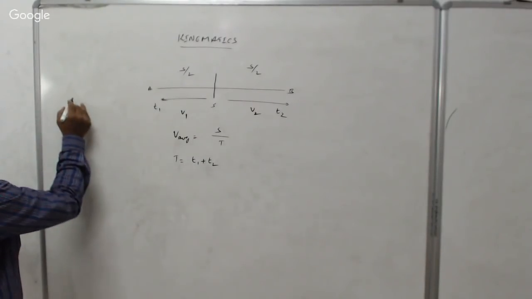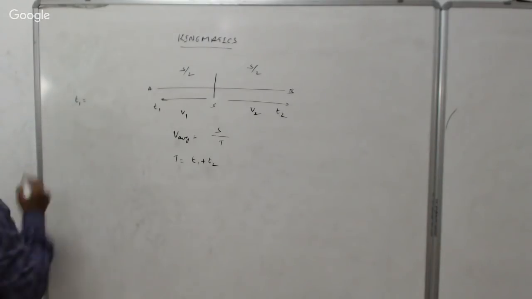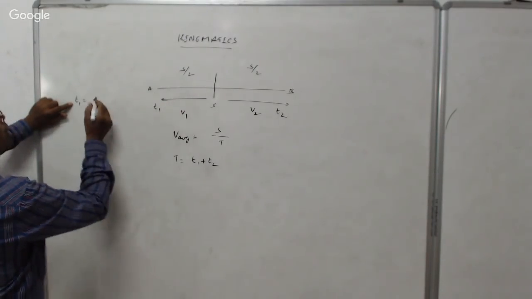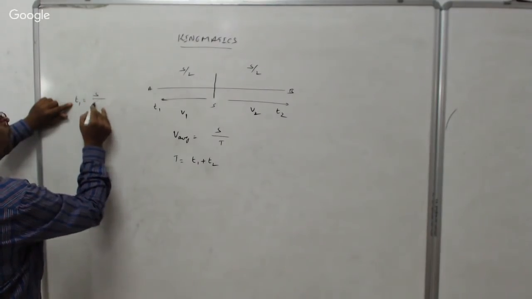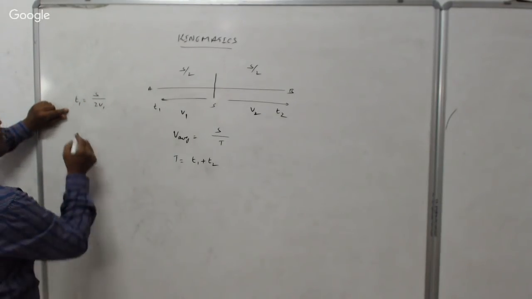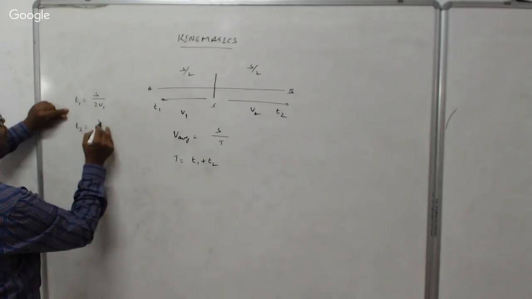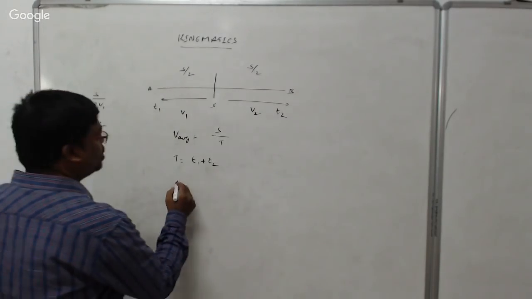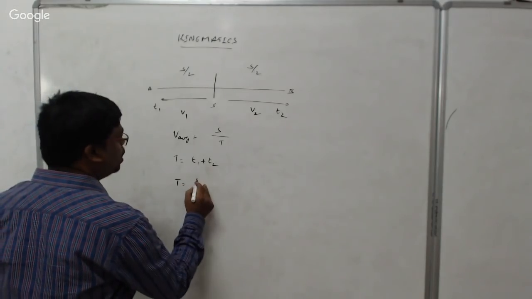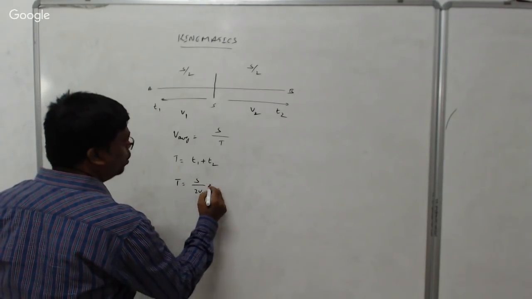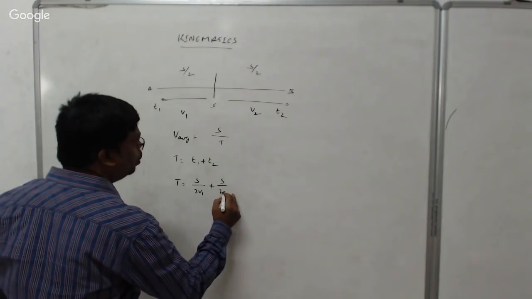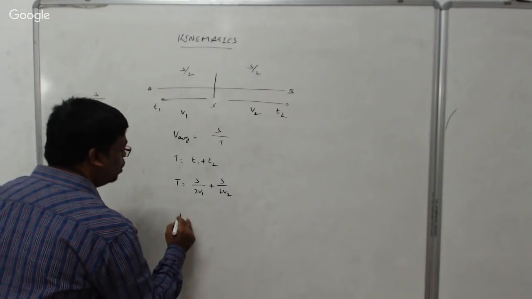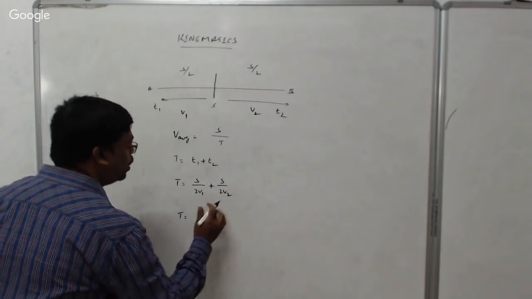Now, let us write separately what is T1. Time is equal to distance by velocity. That is S by 2v1. Similarly, T2 is equal to S by 2v2. Now let us substitute here. Capital T is equal to S by 2v1 plus S by 2v2. Now what will be the LCM here? LCM will be 2v1 v2.